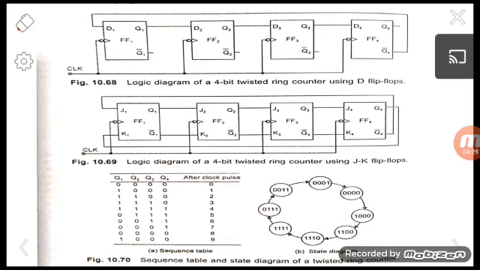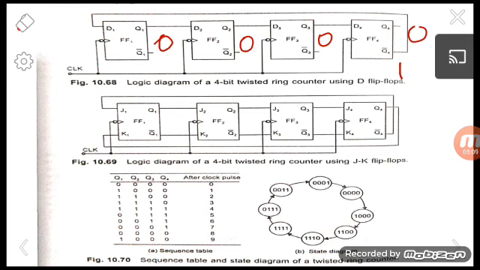In the case of the Johnson counter, we consider the initial state as 0 0 0 0 before applying a clock pulse. At the same time, Q4 bar will be 1. After the first clock pulse, this 1 appears as the input of D1, so Q1 will become 1, all others are 0. So 1 0 0 0 is the next state we obtain after the first clock pulse.